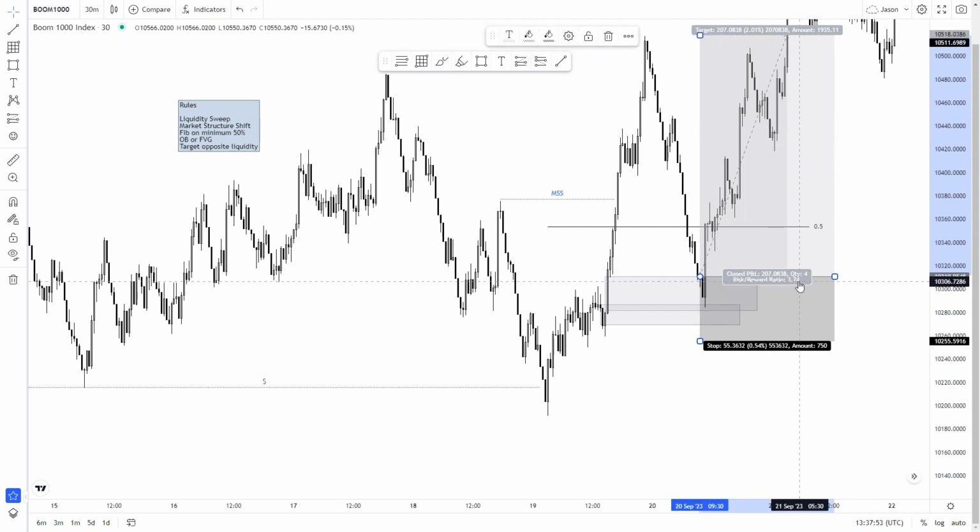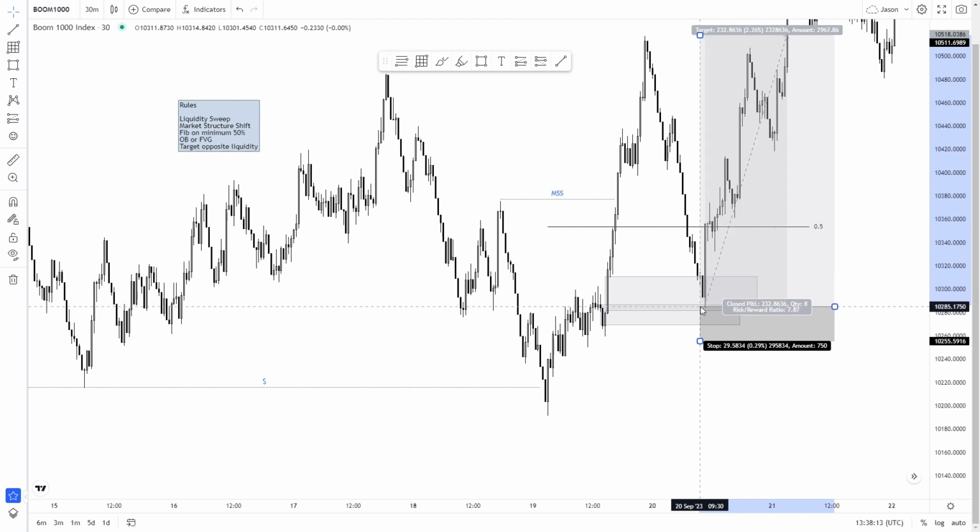That's a 3.74 risk to reward trade. If I entered from the 50% of the fair value gap, your trade goes from 3.74 to 5.09, and if you entered from the order block, your trade is a 7.17 risk to reward trade.